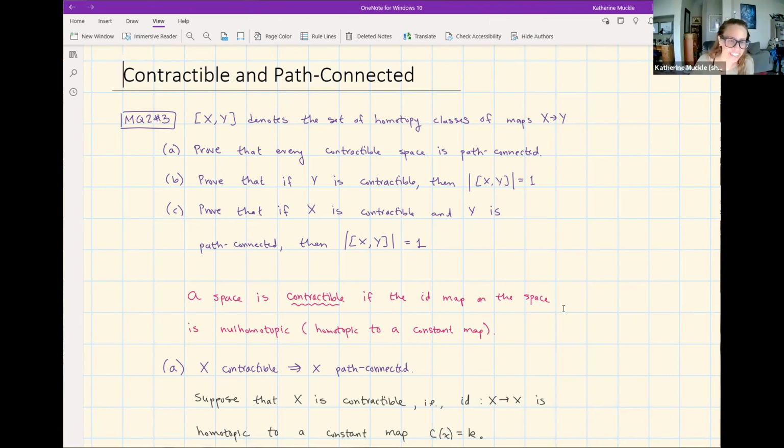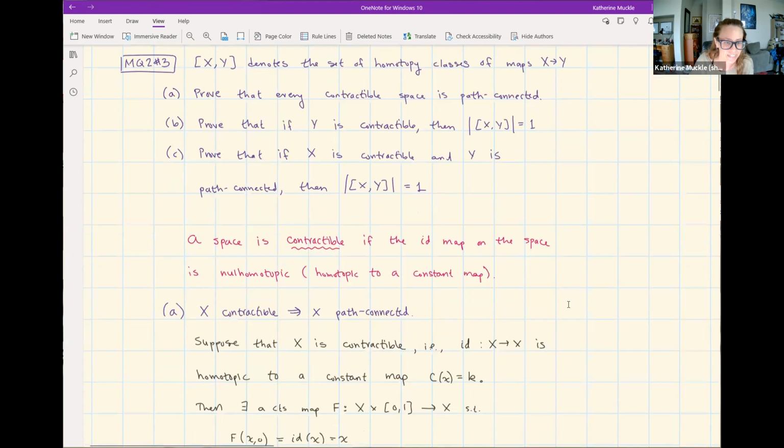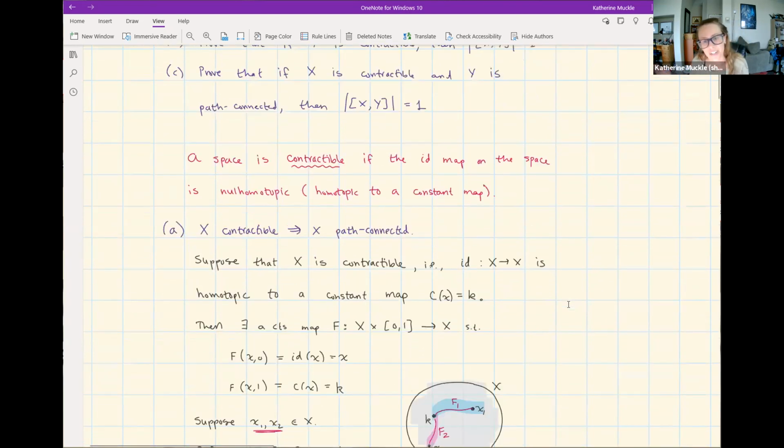So this is the question. XY denotes the set of homotopy classes of maps from X to Y, and there are 3 parts. The first part says prove that every contractible space is path connected, and a space is contractible if the identity map on the space is null homotopic, in other words, homotopic to a constant map.